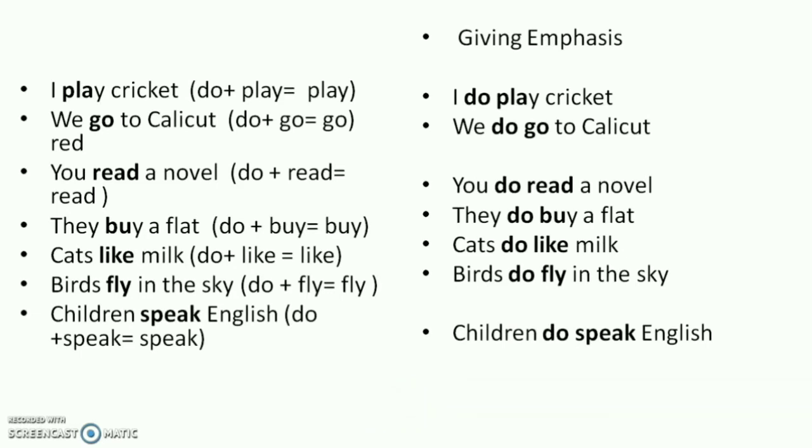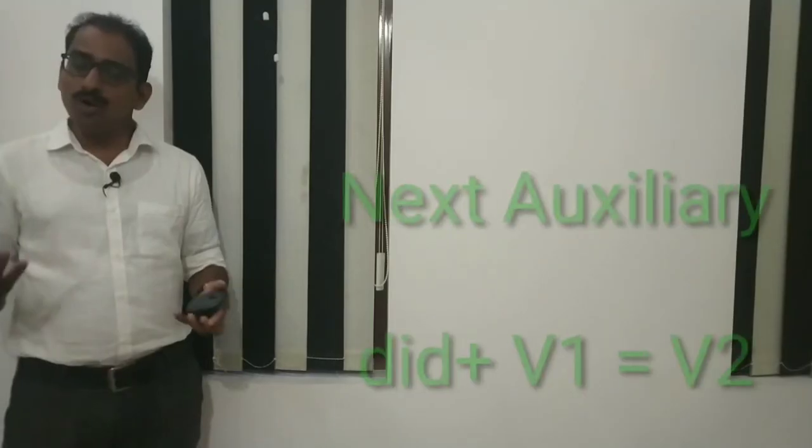Birds fly in the sky. Do plus fly becomes fly in the sentence. So birds do fly in the sky. Both are same in meaning. Children speak English. That means do plus speak becomes speak in the sentence. So children do speak English. Same in meaning. No problem.